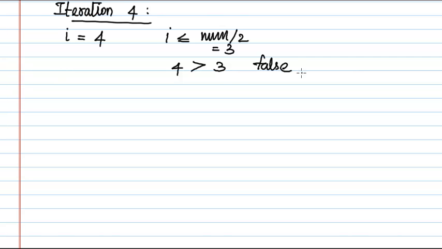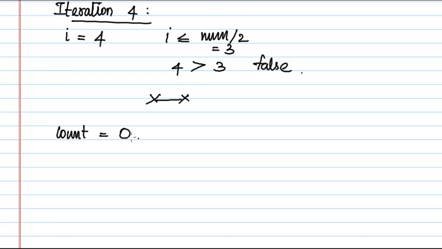Here the value of I has been incremented to 4. Now when it is checked whether I is lesser than or equal to number divided by 2, which was 3, 4 is greater than 3. So the condition is not satisfied here and the loop will not execute. It will terminate here.